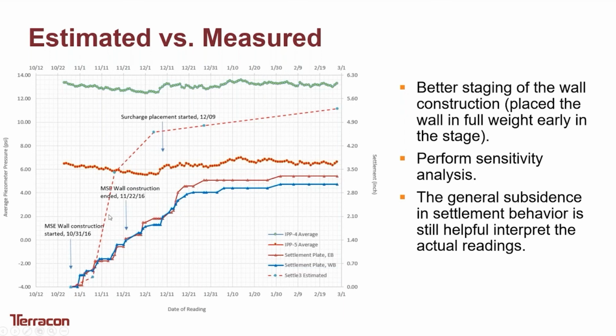One of the lessons learned I could get from this is about the staging construction right here. The reason my estimated value increases suddenly is that I did not do stage construction here. If I had done that, I'm sure it would have been more similar to this one, a flatter curve. That is the reason we are seeing this sudden increase in settlements for the estimated values.